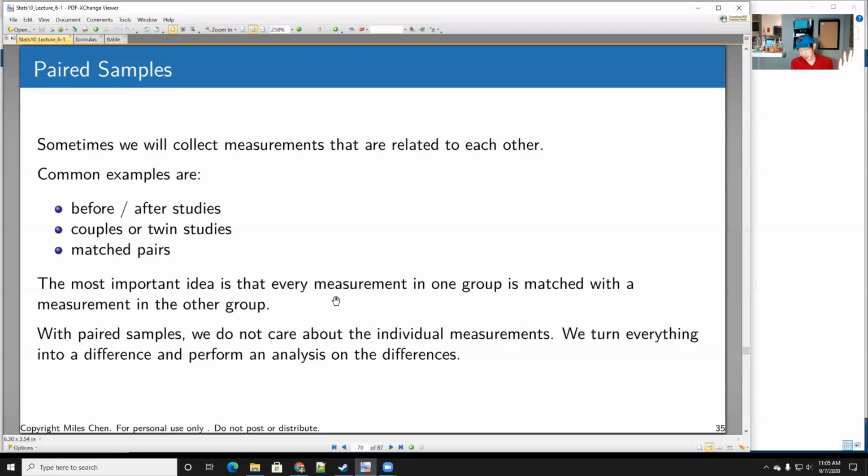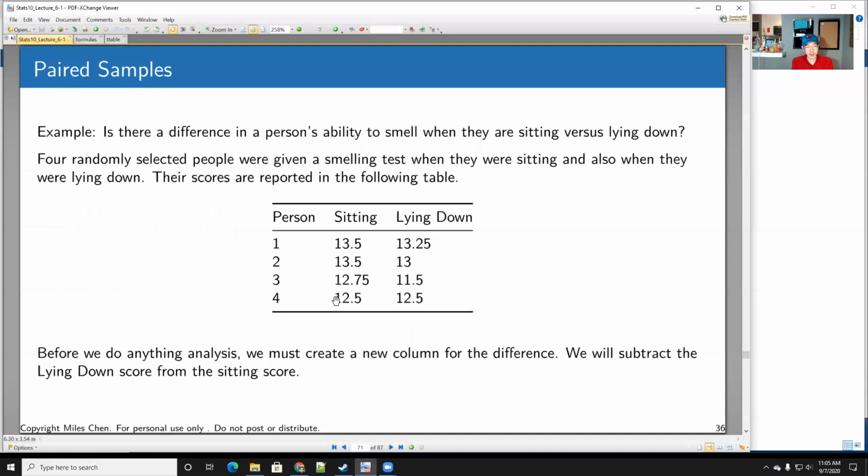We don't care about the before weight or the after weight. We only care, is there a difference? Is there a change? So here, I think, is an example from the textbook, which is a little strange: is there a difference in a person's ability to smell when they are sitting versus lying down? This is not a question that I've ever asked, but now that this was presented to me, I was trying to smell sitting versus lying down.